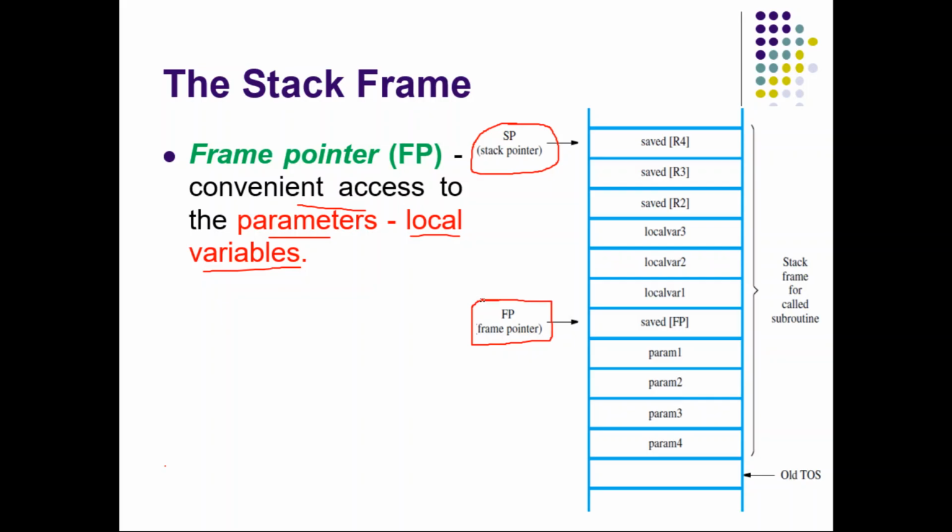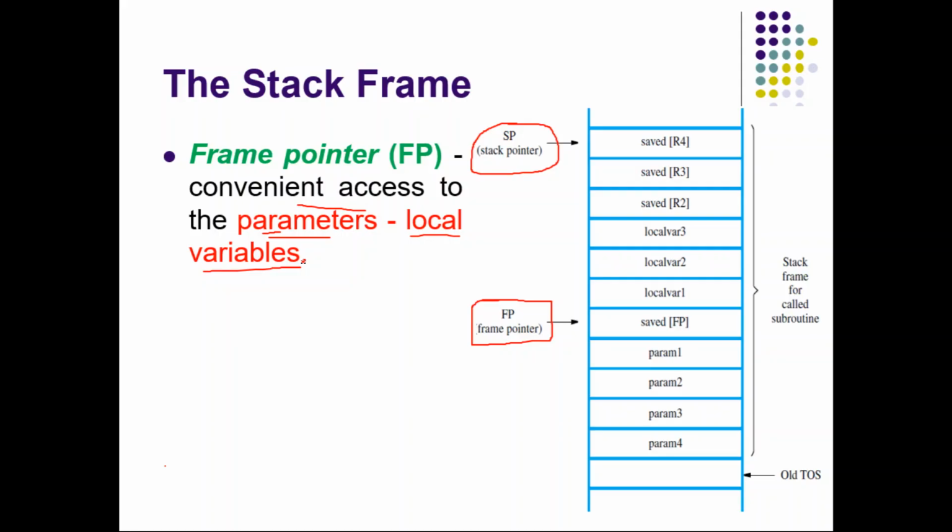We are using the frame pointer to conveniently access the parameters and local variables that are getting pushed into the stack when a subroutine is getting called. This is the reason why we are going to use the frame pointer. I think the context is clear.